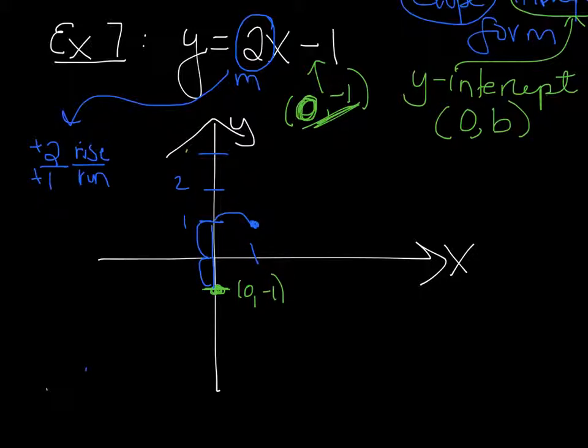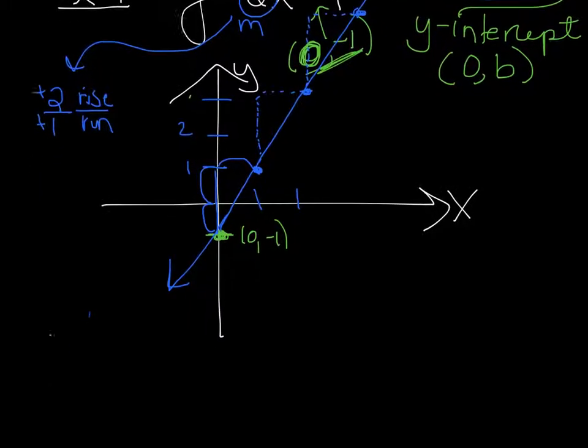And I can keep doing this, right? This is a little staircase. I can go up 2, over 1, up 2, over 1. And if you connect the dots, you should get a nice straight line. So if you have a point and a slope, that's all you have to do. Okay, so let's quickly do a negative one.